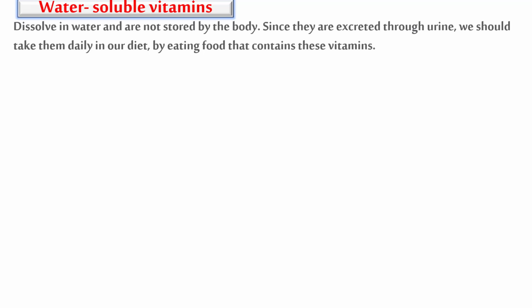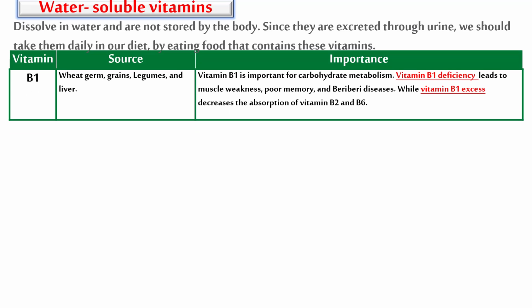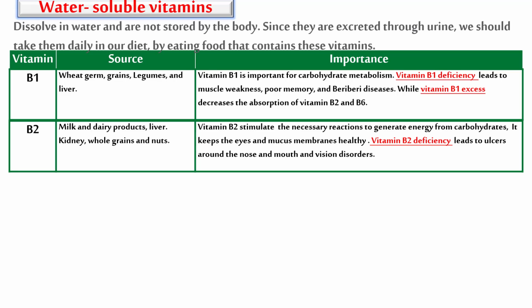Examples of water-soluble vitamins are vitamin B1. The main sources of vitamin B1 are wheat germ, grains, legumes, and liver. Vitamin B1 is important for carbohydrate metabolism to produce energy. Vitamin B2, which may be obtained from milk and dairy products, liver, kidney, whole grains, and nuts. Vitamin B2 stimulates the necessary reactions to generate energy from carbohydrates.